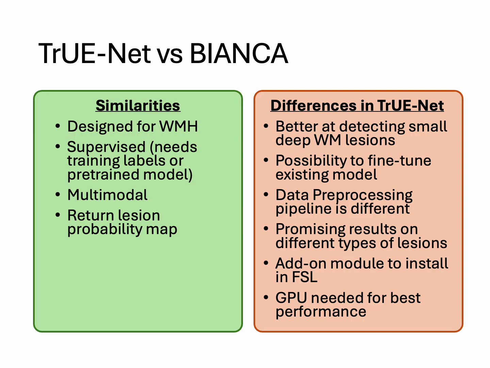Most of you would be familiar with the earlier tool we have, which is called Bianca, which is also a supervised method for identification of white matter hyperintensities, based on the k nearest neighbor algorithm. TrUE-Net is actually a deep learning based method, and we have various similarities and differences, mainly advantages over Bianca with this advanced tool. We will first see the similarities.